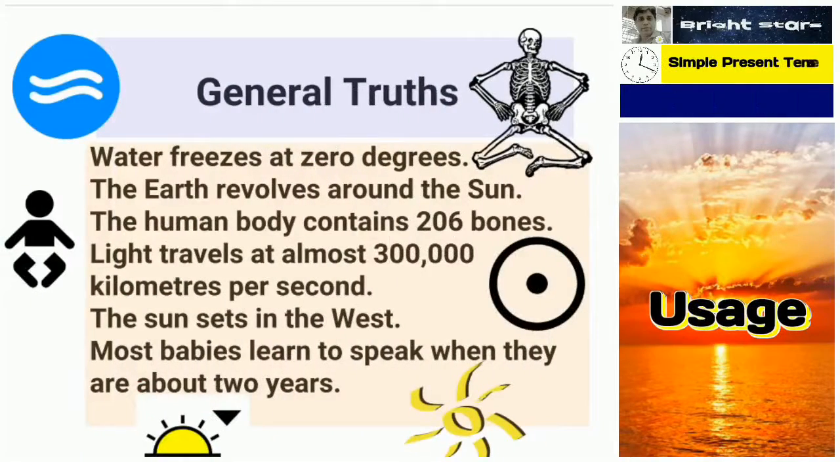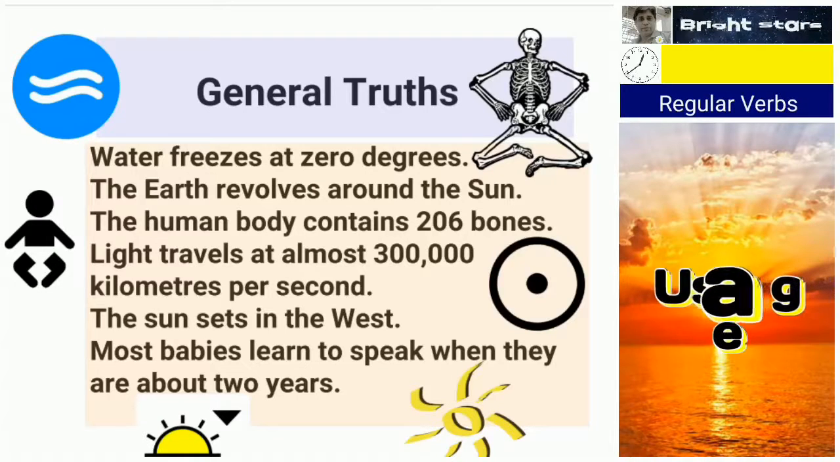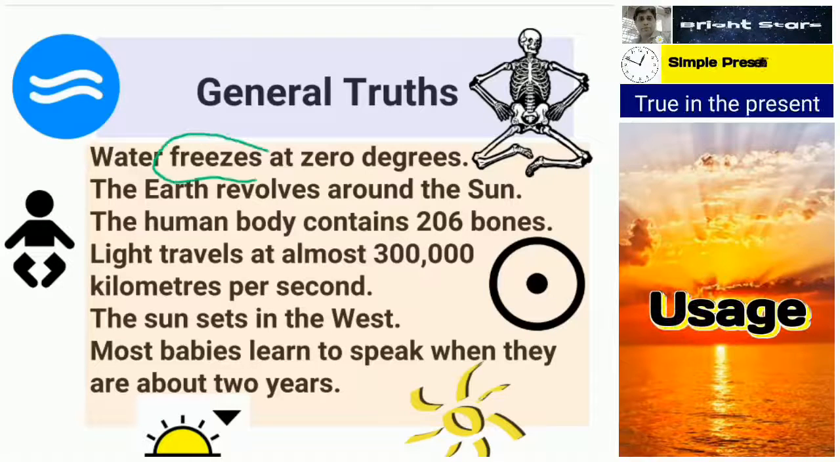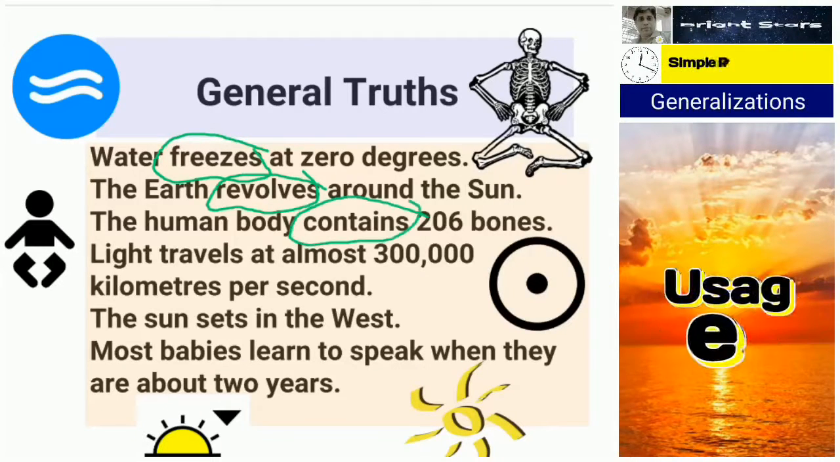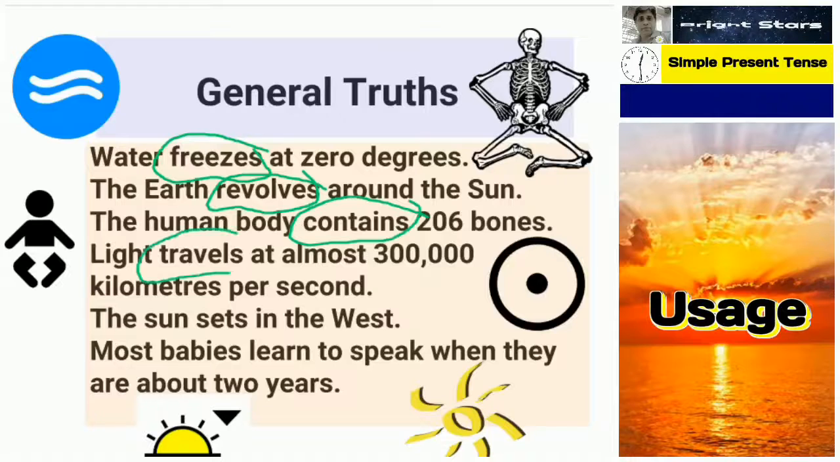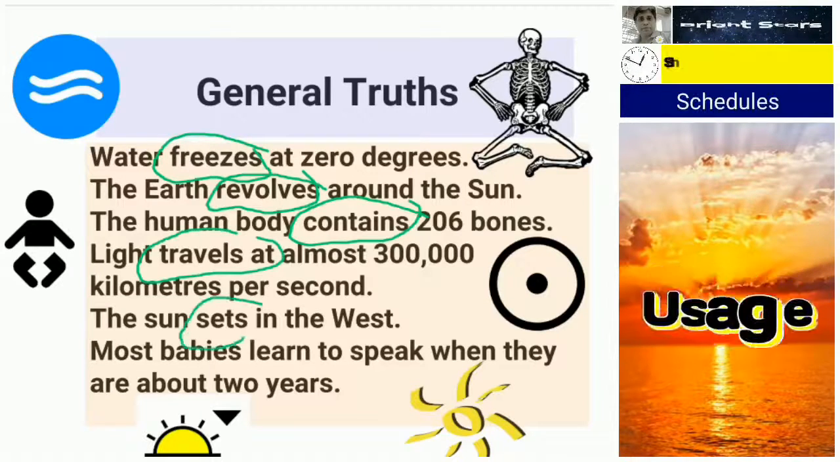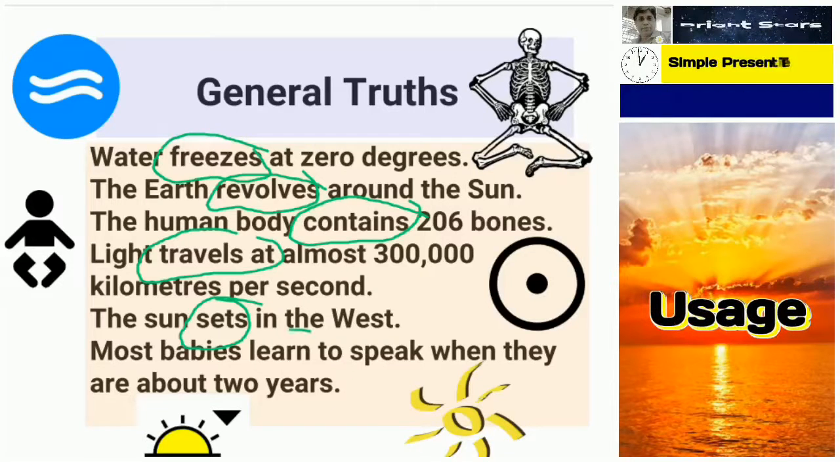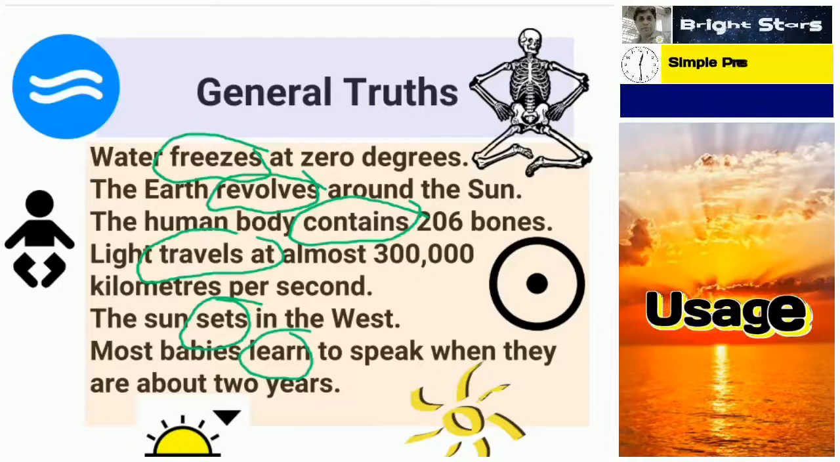For general truths also we use simple present tense. Water freezes at 0 degrees, which is simple present tense. The earth revolves around the sun. The human body contains 206 bones. Light travels at almost 3 lakh kilometers per second. The sun sets in the west. Babies learn to speak when they are about 2 years. Like that, for general truths we use simple present tense.